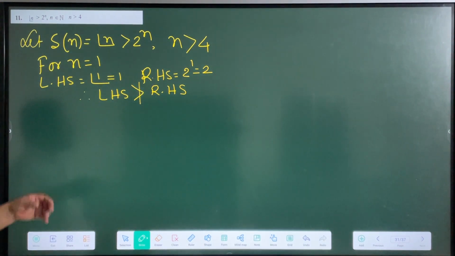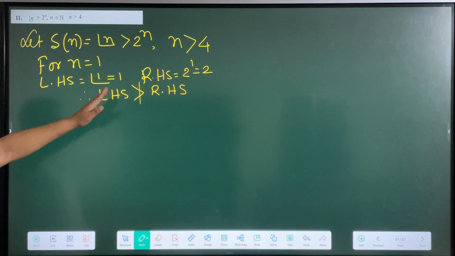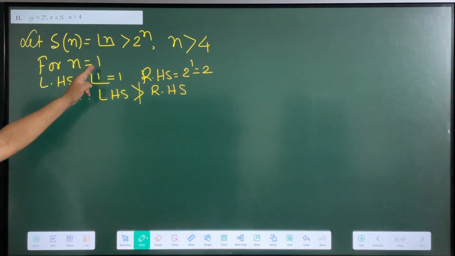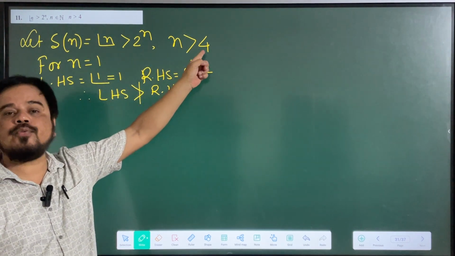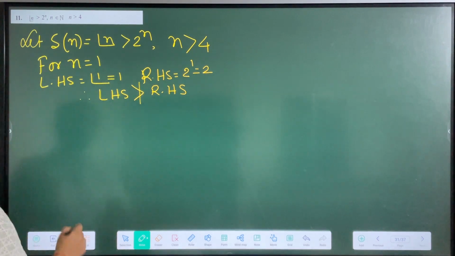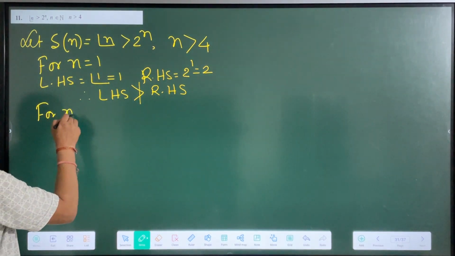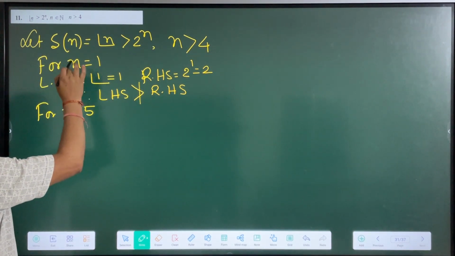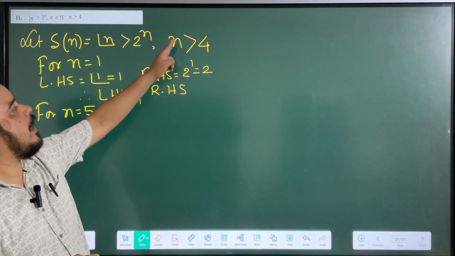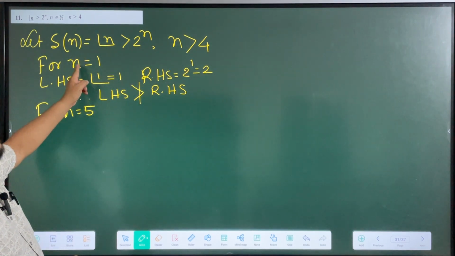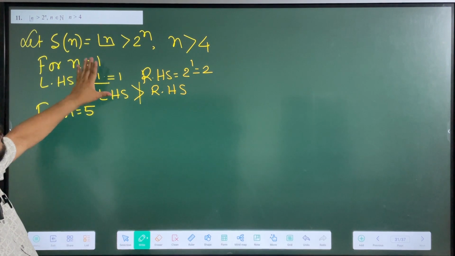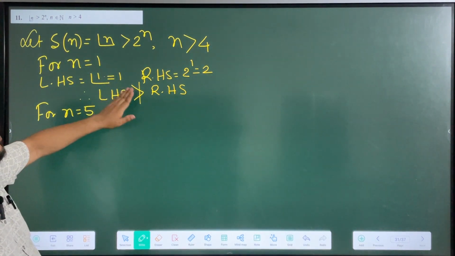Why did we not get it correctly? Why have we not got LHS greater than RHS? Because we have taken n equals 1, but the given condition is n is greater than 4. So what do we have to take? n equals 5. I hope you understand now. For n equals 1, generally we would do all the sums, but here the condition is that n is greater than 4. So if we take n equals 1, 2, 3, 4, till 4, we will not get LHS greater than RHS.